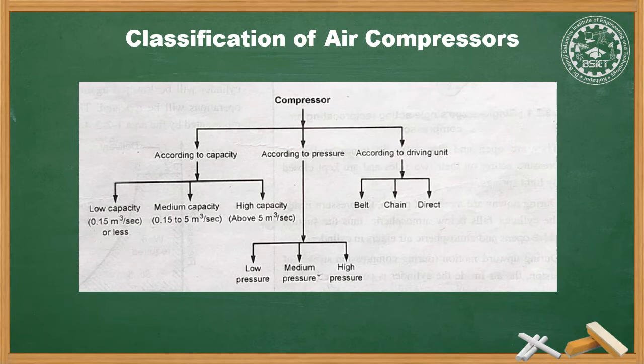And according to the driving unit, that is the unit used to drive the compressor, can also be used as a parameter for classification. It is belt drive, chain drive or direct or gear drive. So these are the two methods in which air compressors can be classified. A question based on classification of air compressors has been asked in a previous examination. So please take note of the above classification of air compressors.